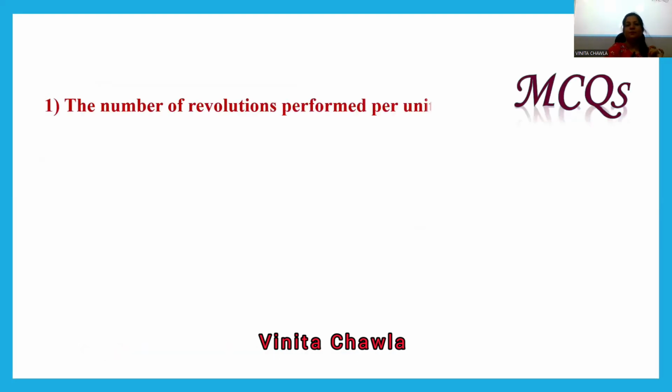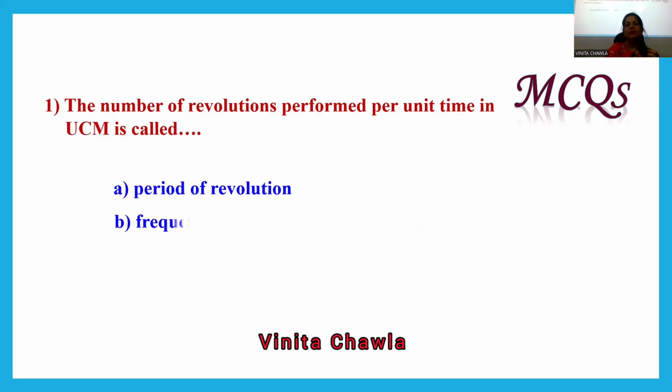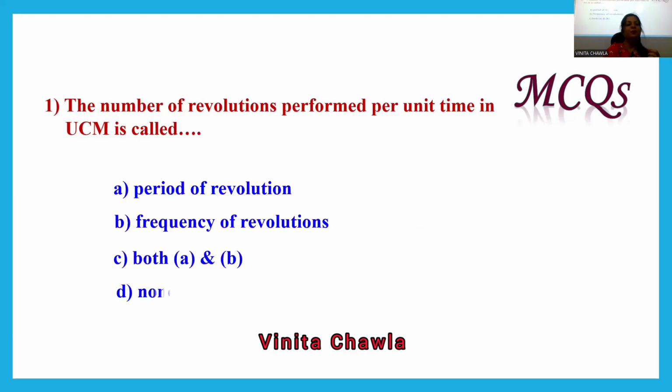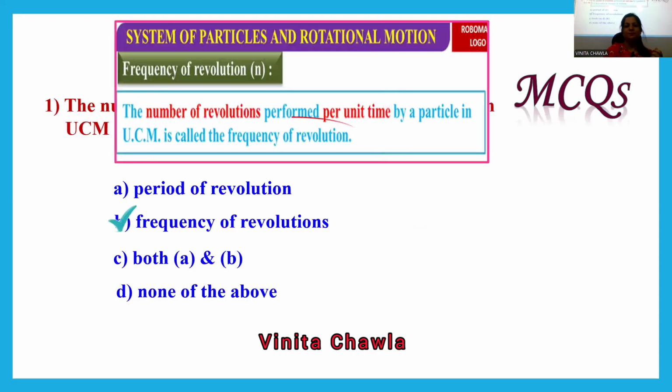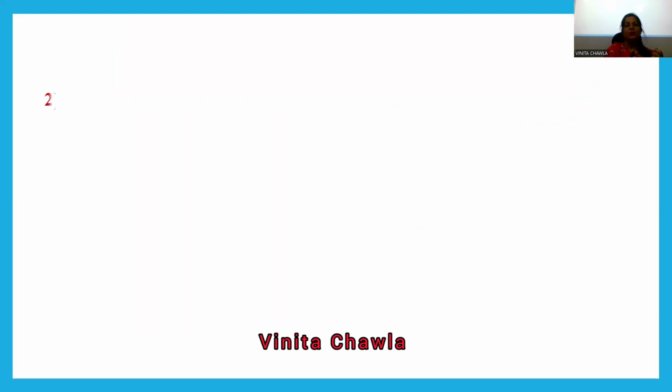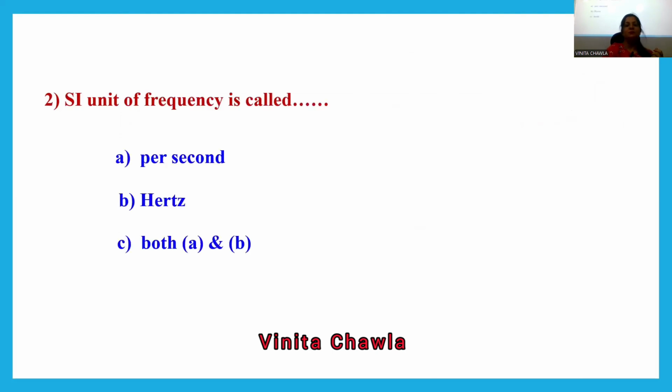Now we have questions based on this. The number of revolutions performed per unit time in UCM is called: period of revolution, frequency of revolution, both A and B, none of the above. Frequency of revolution. Next question, SI unit of frequency is called: both A and B, because frequency is 1 upon T, so per second is also a unit. Per second and hertz, right?